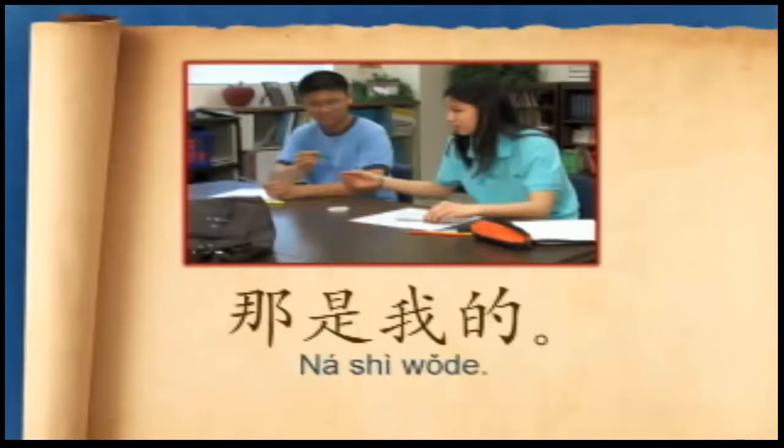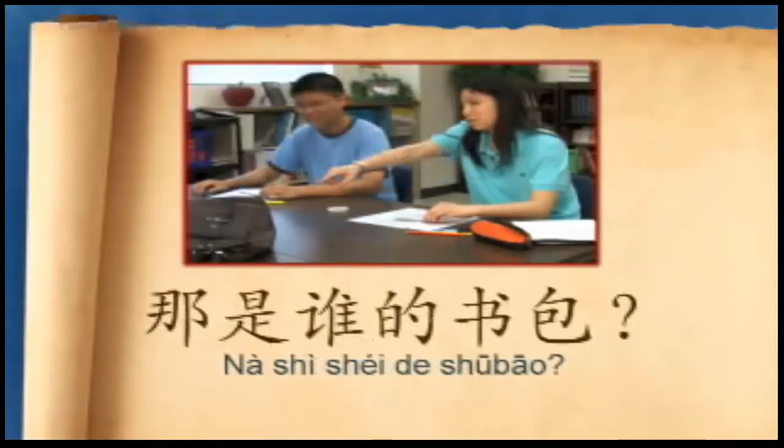In the dialogue, the answer was, 那是我的。Listen. 那是我的。That is mine. 那是我的。Repeat. 那是我的 after me. 那是我的。那是我的。那是我的。That is mine. The second question was, 那是谁的书包？Listen.